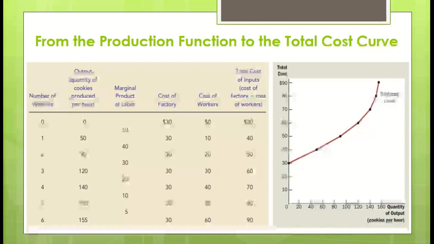By using this table, we can draw the total cost curve, in which we are using 2 columns, that is total cost and output produced. The quantity of output, that is cookies produced per hour, remains on the x-axis, and the total cost is on the y-axis.